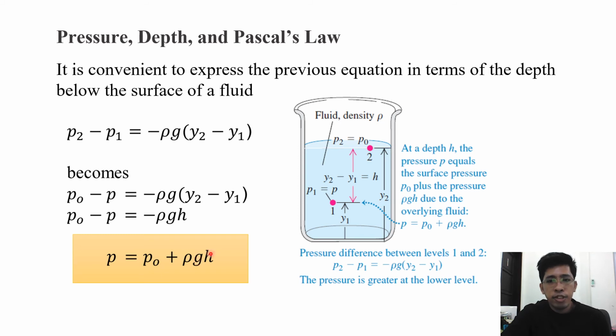That is, the pressure P is equal to the surface pressure plus the pressure anywhere around here. That is why, as you can see, if you go deeper and deeper into this fluid, your pressure is greater at the lower level, because you're adding rho gh to your surface pressure P naught.